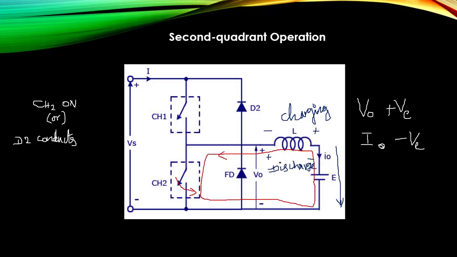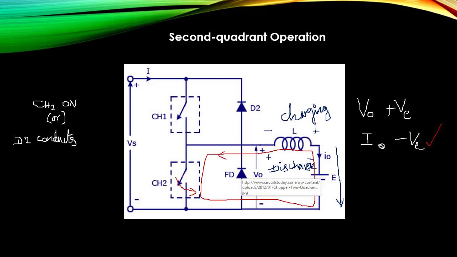Okay, current path will be like this. So at this time, this inductor will charge with this polarity, plus to minus. At this time, there is no output voltage, but the output current is negative, because the output current should be in this direction, but here the output current is in the opposite direction. So the output current is negative.